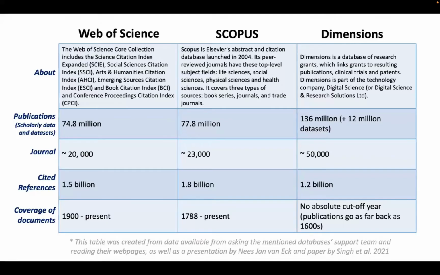You can also look at the coverage of documents. Web of Science appears to have documents from the 1900s onwards, but Scopus and Dimensions go further back in the past, to the 1700s and 1600s.